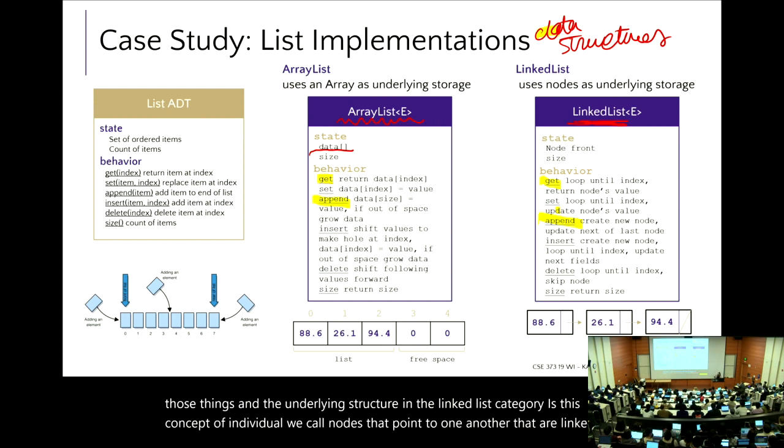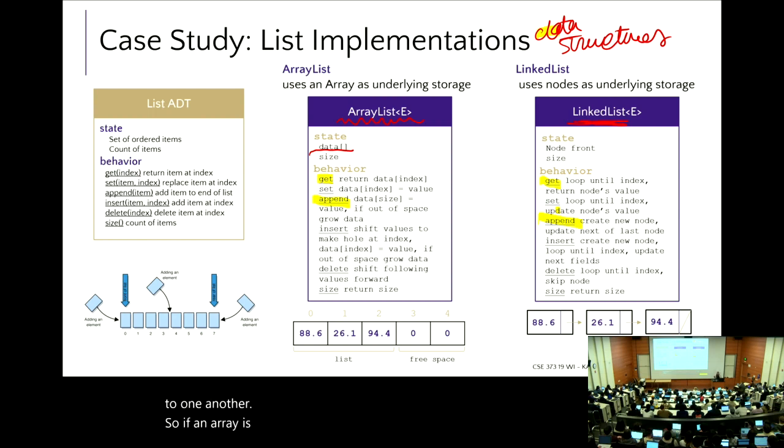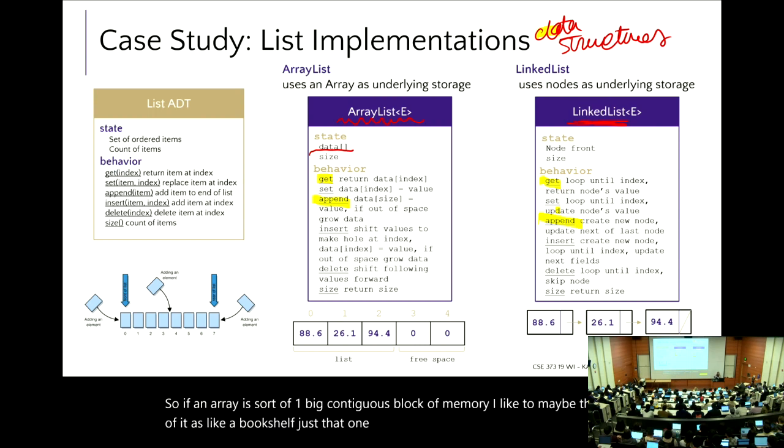So if an array is sort of like one big contiguous block of memory, I like to think of it as a bookshelf, just that one size. A linked list is like a bunch of different individual boxes that tell you how to get to the other box.